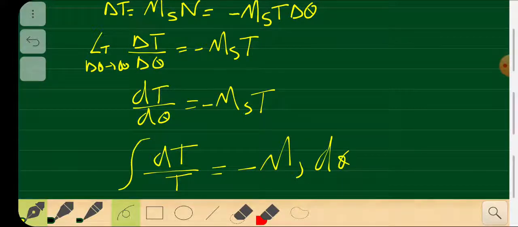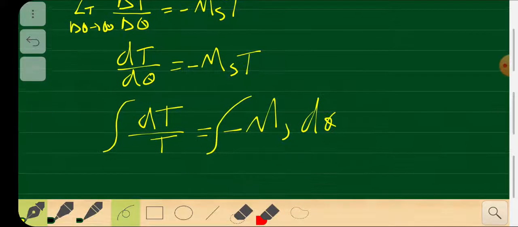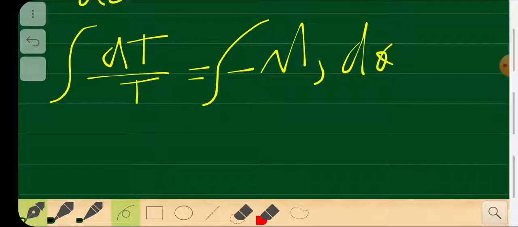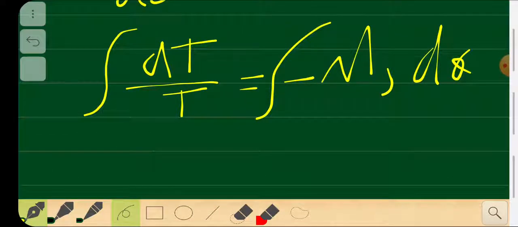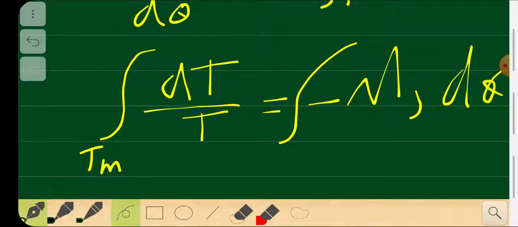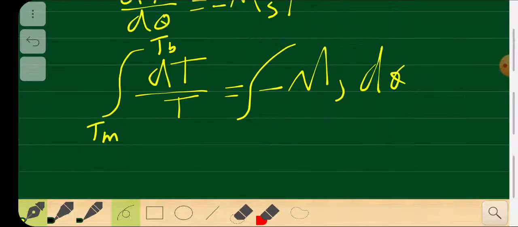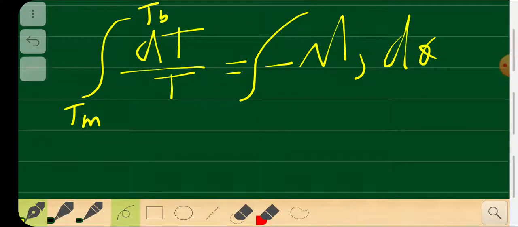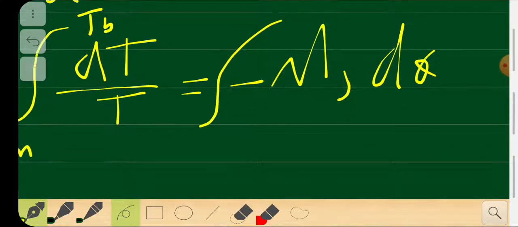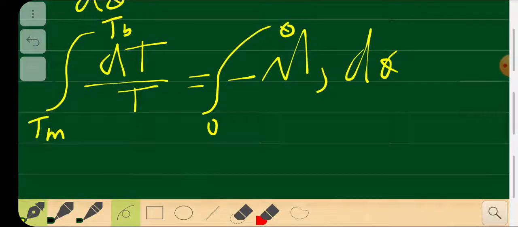Now you can integrate both sides, and you get log T within the limits, say, from T of the mass to T of the holding boy. So what is the tension change between these two masses, to when you hold the mass with the boy? That's the actual idea here. And theta ranges from 0 to some big value of theta, depending on how much curve it goes.